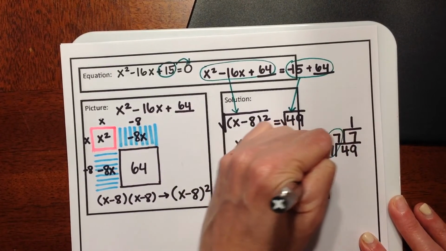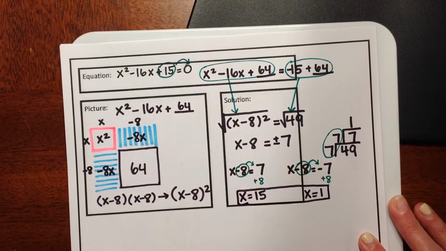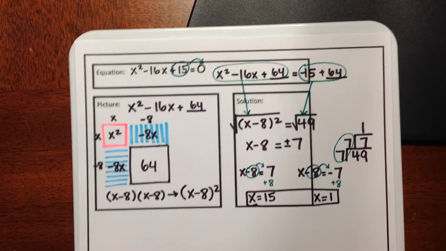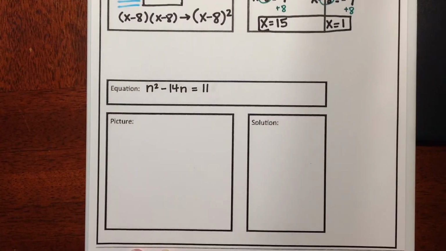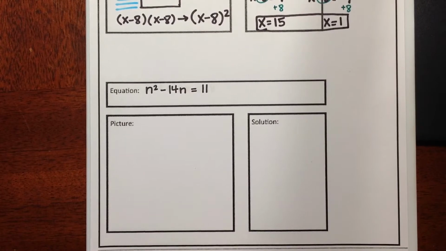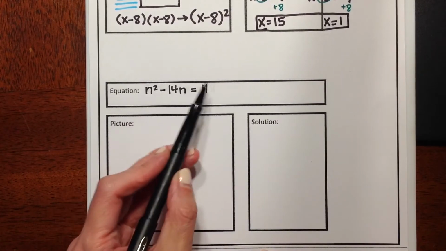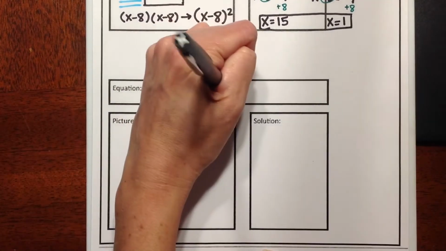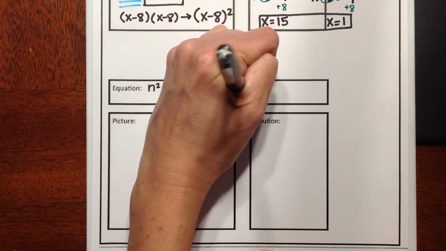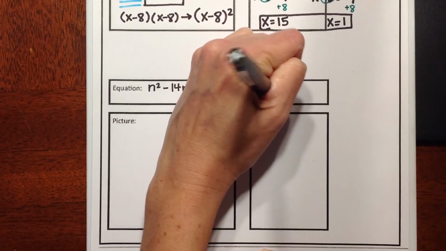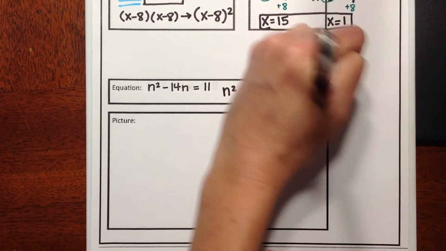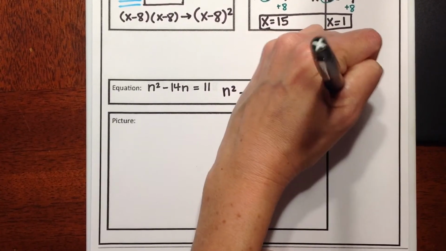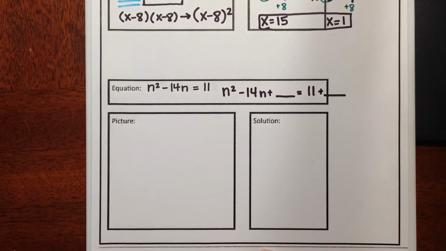And those are my solutions for my quadratic. So now we're going to look at our next example. Again, we're completing the square. So I want to move my constant over to the other side. It already is. So now I'm going to rewrite this as n squared minus 14n plus blank equals 11 plus blank, because I want to leave space for my constant to come in.